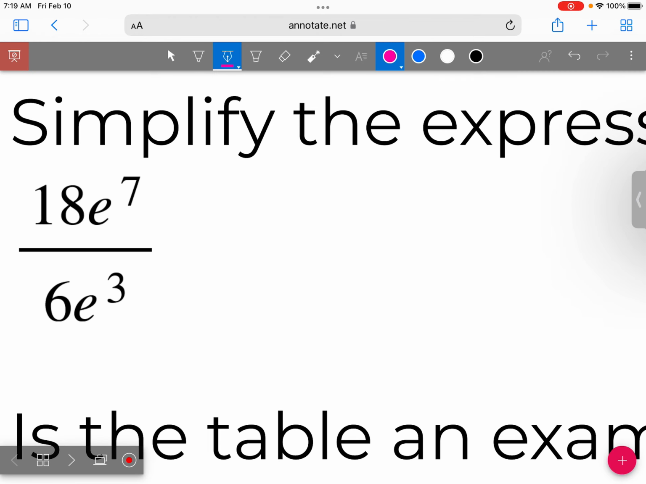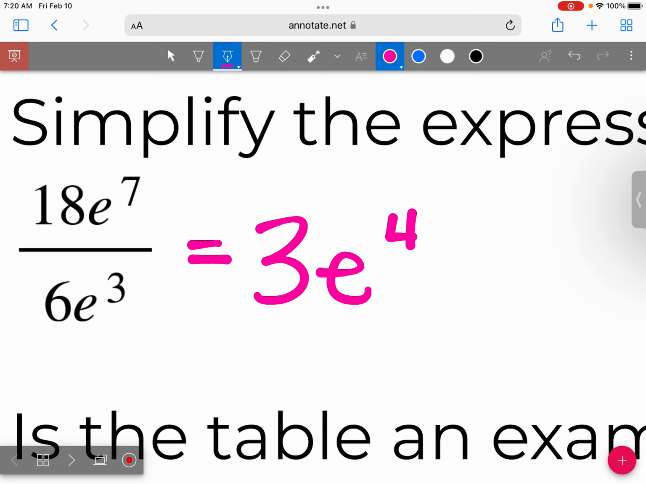So, yeah. All right, number 2, simplify this expression. 18 divided by 6. What do you get? 3. And then e to the 7th over e to the 3rd. E to the 4th. Okay.